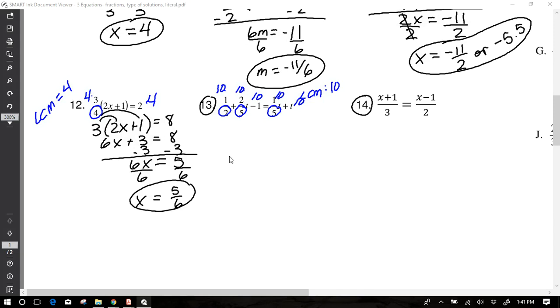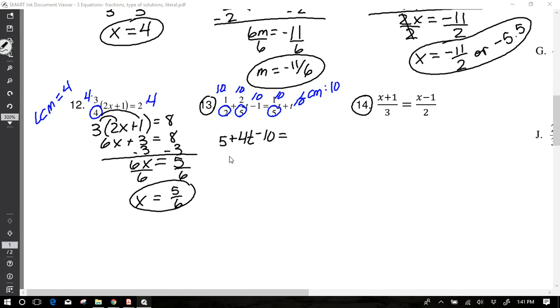And now I'm going to start simplifying. So 10 and 1 is 1, divided by 2 is 5. 10 times 2 is 20, 20 divided by 5 is 4. And bring down the t. 10 times negative 1 is negative 10.